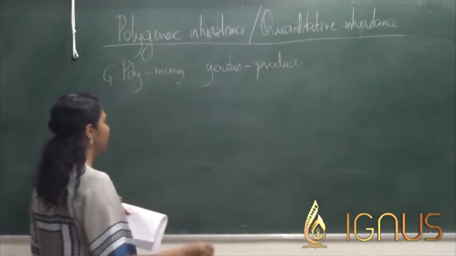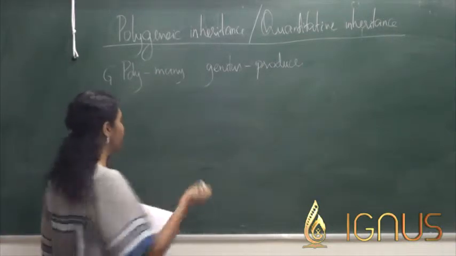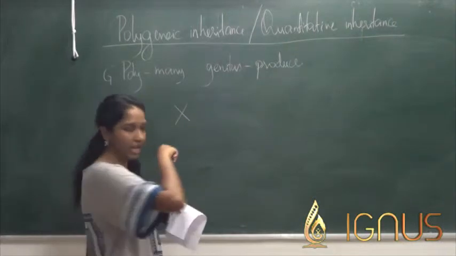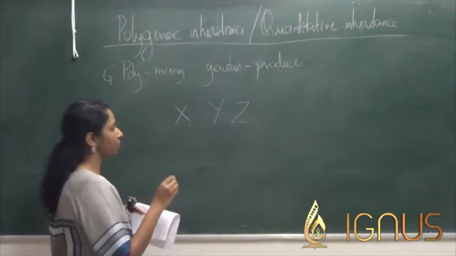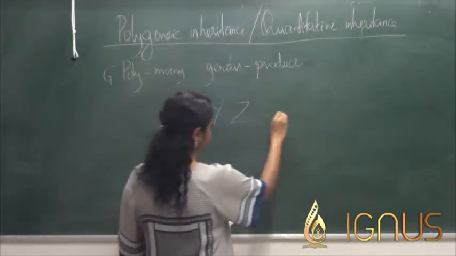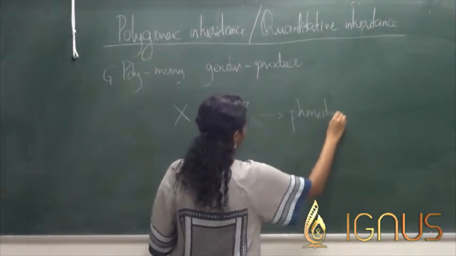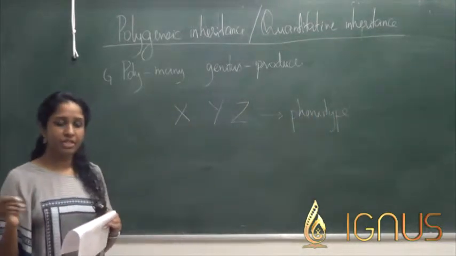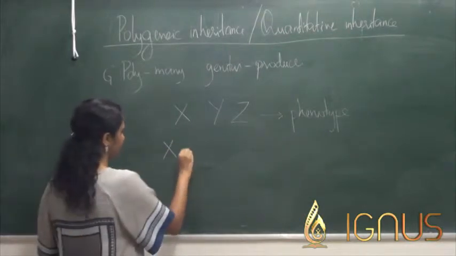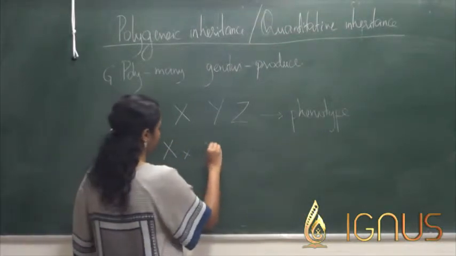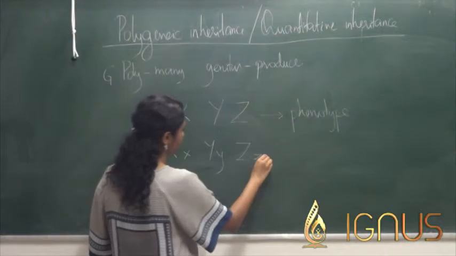So if we think that there are 3 different genes which are going to give rise to one specific phenotype, let's for example think that there is a gene X, a gene Y and a gene Z. All 3 of them are going to give rise to one phenotype. Now each of these genes is going to have 2 alleles, obviously. So X is going to have capital X, small x, Y is going to have capital Y, small y, Z is going to have capital Z, small z.